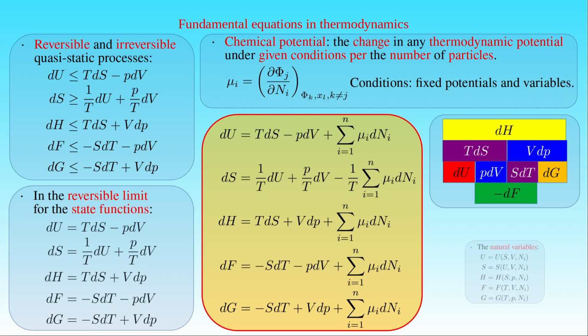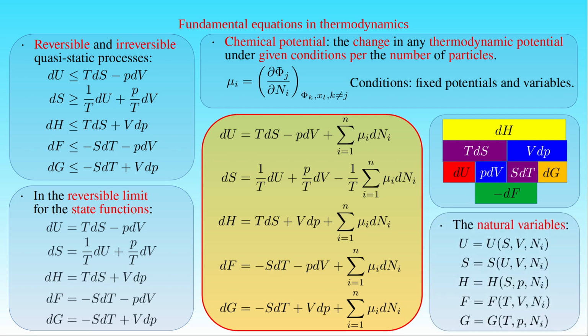Here we can see the thermodynamic potentials as functions of their natural variables. For the internal energy U, the natural variables are the entropy S, the volume V, and the number of particles Ni. In the case of the entropy S, this functional relation is inverted, and the natural variables are the internal energy U, the volume V, and the number of particles Ni.